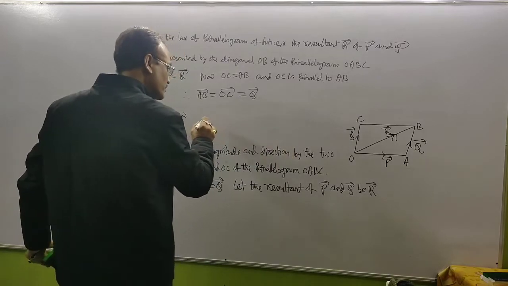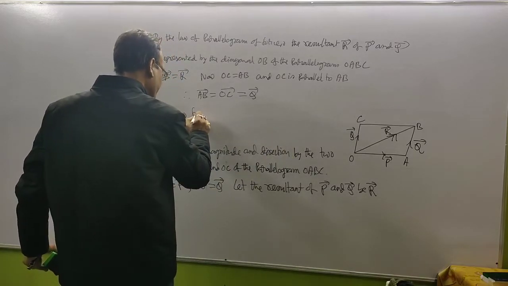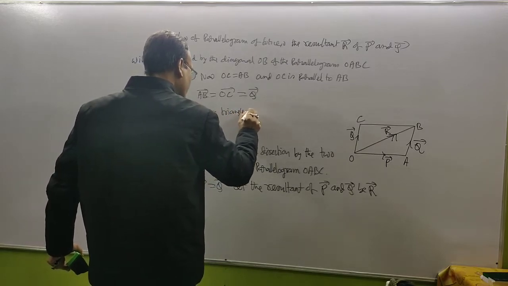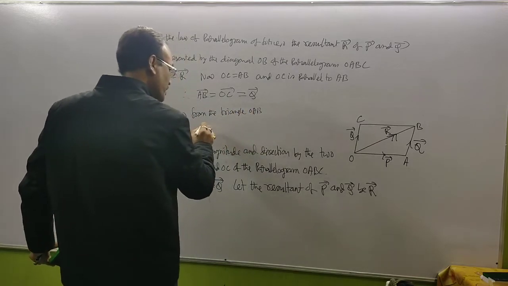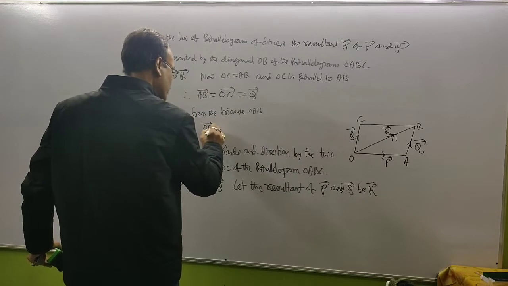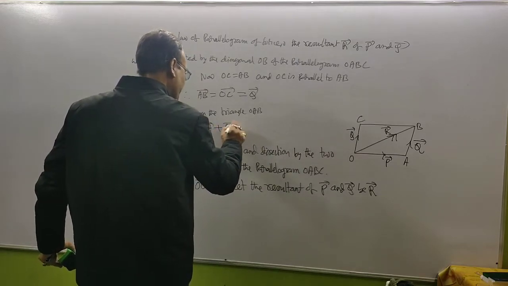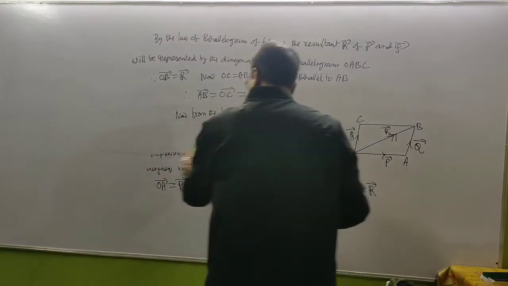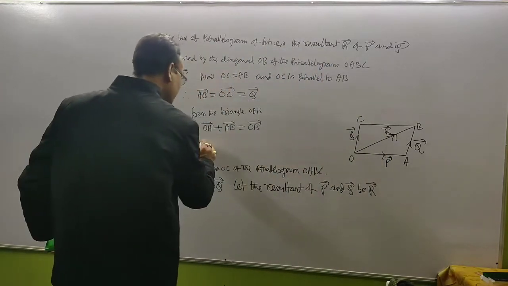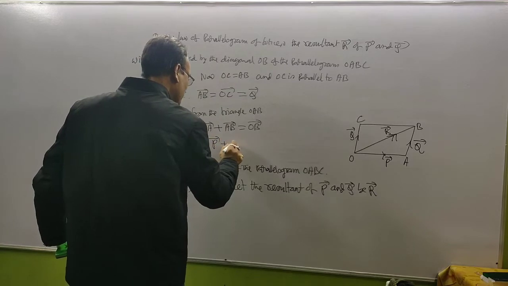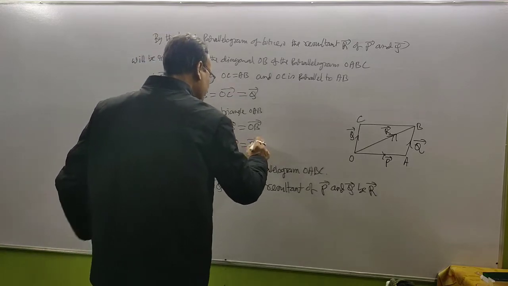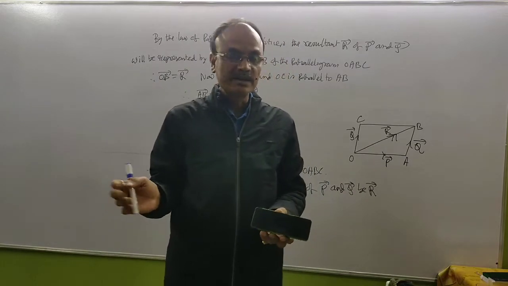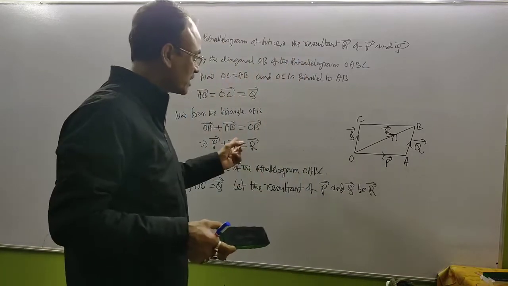Now, from the triangle OAB, OA vector plus AB vector is equal to OB vector. This means P plus Q vector equal to R vector.